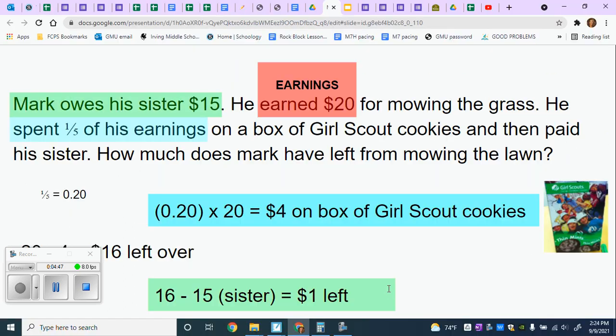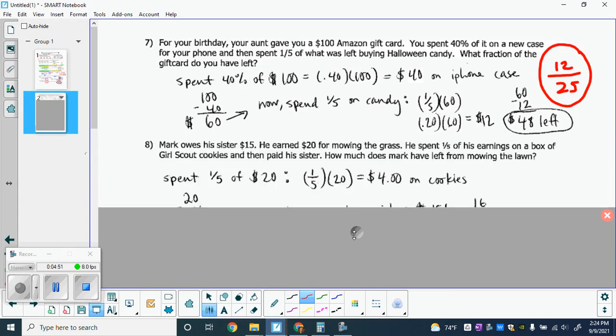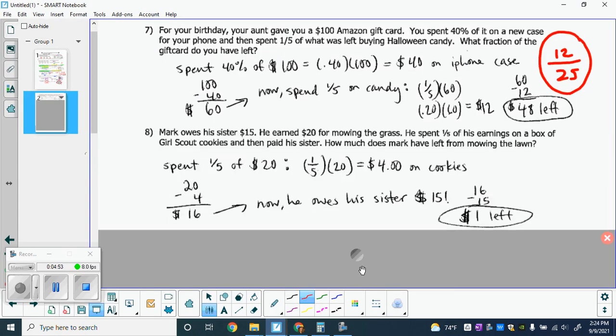Now again, just to make sure you guys are okay with how to take these notes in your packet, if you ever see the slides, here is how I have the notes for question 8. Remember, he earned 20 for mowing the grass, but then spent some of it on cookies. So he spent a fifth on cookies. So a fifth of 20 is $4 on cookies. If we remove those $4, he only has 16 left over, and he has to pay his sister 15. So Mark is left with $1 at the end of all of that.